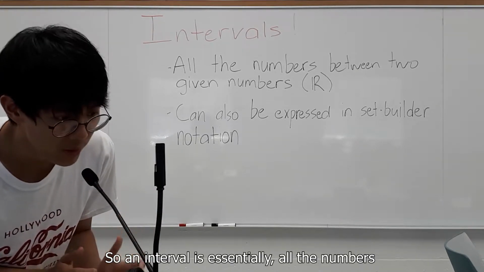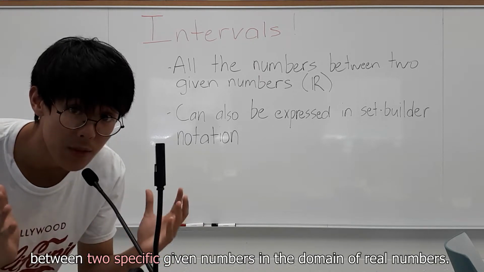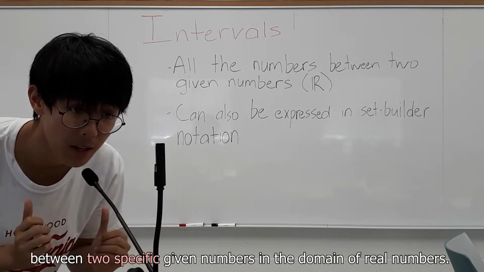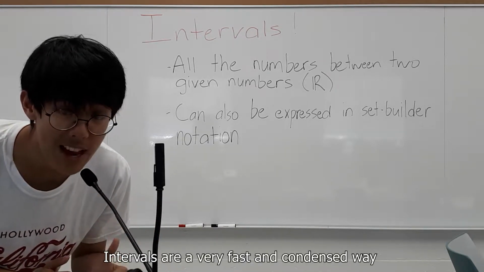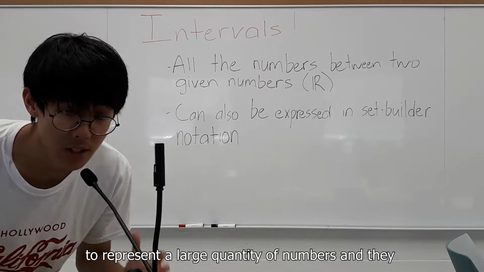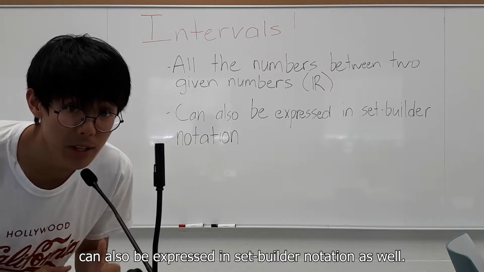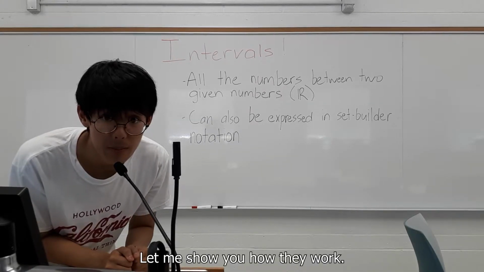So an interval is essentially all the numbers between two specific given numbers in the domain of real numbers. Intervals are a very fast and condensed way to represent a large quantity of numbers, and they can also be expressed in set builder notation as well. Let me show you how they work.